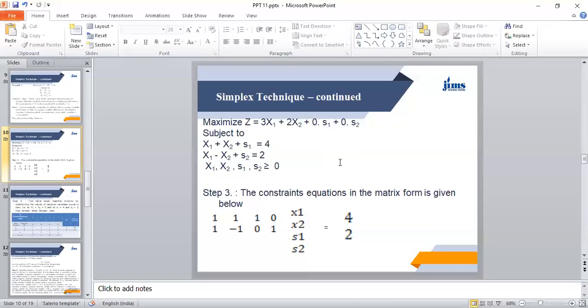In the second equation, x1 minus x2 plus s2 is equal to 2, we write x1 coefficient 1, x2 coefficient minus 1, s1 is equal to 0, s2 is equal to 1, and then x1, x2, s1, s2. This is equal to 4, 2. This is the constant equations I have written in the matrix form.